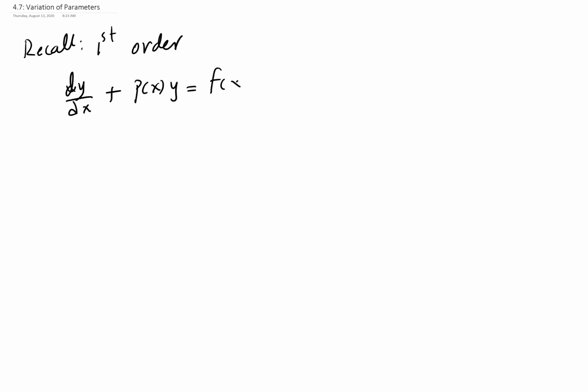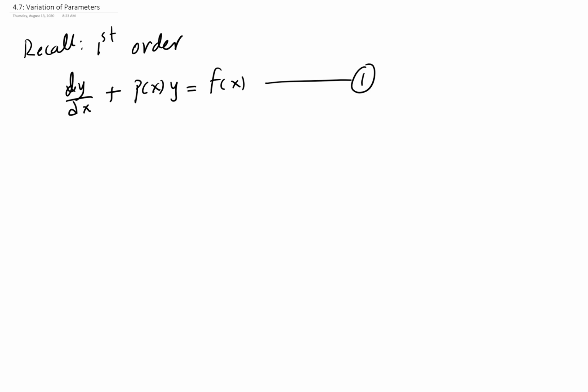Section 4.7, variation of parameters, is just basically more tools to help us solve differential equations. To start with this, first we recall the first order differential equation, y prime or dy/dx plus p of x y equals f of x, and I'm going to call this equation 1.